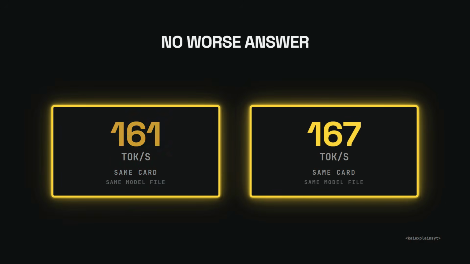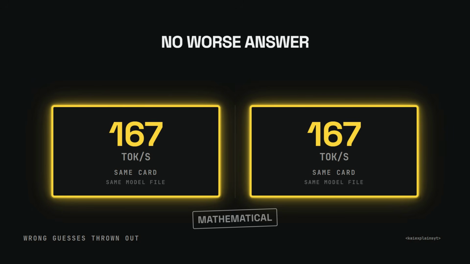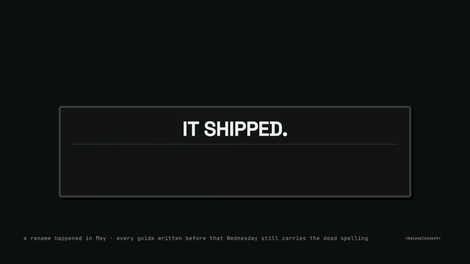So the flag shipped. The capability is real. The quality guarantee is mathematical. Wrong guesses get thrown out. The full model verifies everything. You cannot get a worse answer from turning this on, only a faster one. The reason it's still off in most terminals is not that it's obscure, it's shipped. The instructions rotted. A rename happened in May, and every guide written before that Wednesday still carries the dead spelling. Accepted, running, doing nothing.